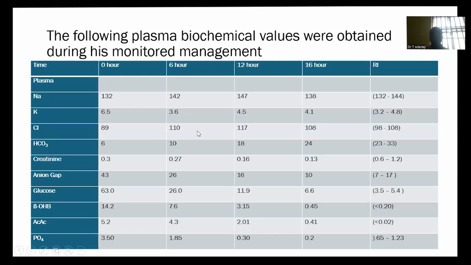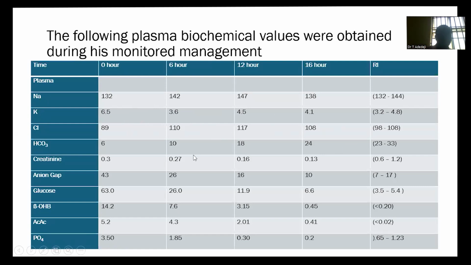monitored management pattern of investigations that were done during his management. And we can see the pattern of the sodium. We can see at 0 hour he had hyperkalemia, which was falling through 6 hours, 12 hours, until 16 hours of monitoring. Initially, he had hypochloremia, but eventually the chloride increased.